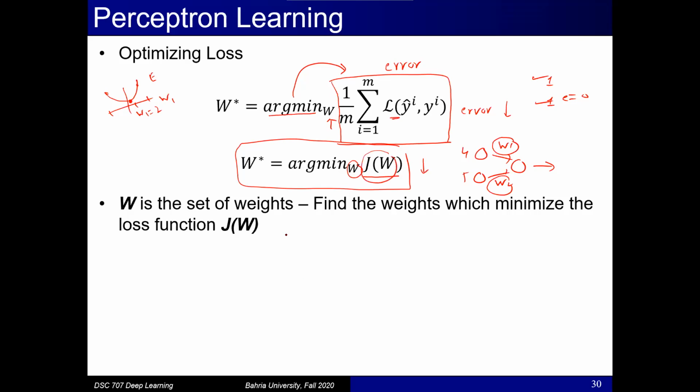In other words, whatever I have said is also written here. W is a set of weights. This is not a single weight, right? If you have 2 inputs, you will have 2 weights and 1 bias. If you have 3 inputs, you will have 3 weights, right? So that's why we are writing W. It is not a single weight. It is the set of all the weights that you have in your network, right? So we are saying we have to find those values of weights for which the loss function J(W) has the lowest possible value, right?